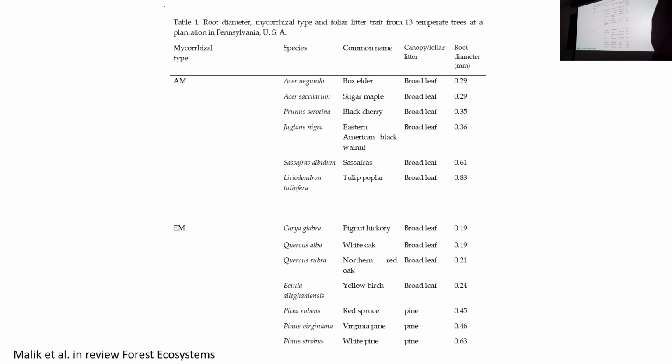And also at this site in Pennsylvania, we previously measured the root diameter. So fine root species, which I'll be referring to later in the talk, are species with an average of the first three root orders being less than 0.33 millimeters. And coarse root species are species that have an average root diameter of the first three order roots that's greater than 0.33 millimeters.